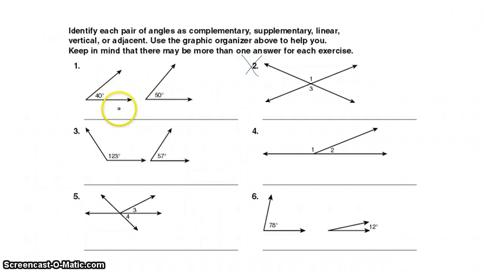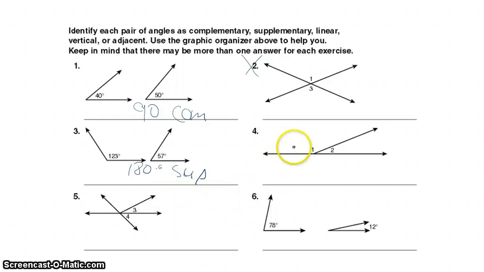Alright. You filled these in. Let's talk about what we have. Here we've got two angles. This one measures 40 and this one measures 50. Together they total 90. So we would call these what? Complementary. Let's come down here. We have two separate angles. One totals 123, one totals 57 degrees. If we were to add these two together, we'd get a total of 180 degrees, so we would consider those to be supplementary.